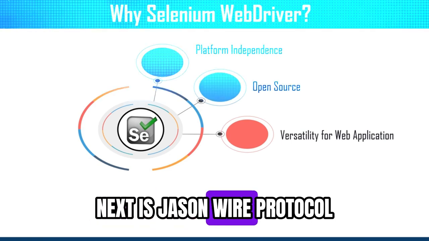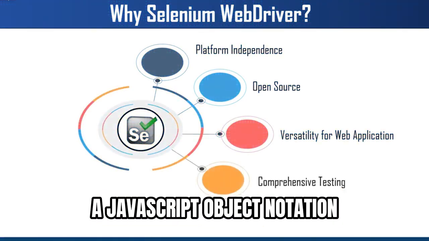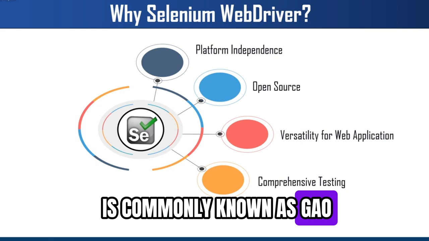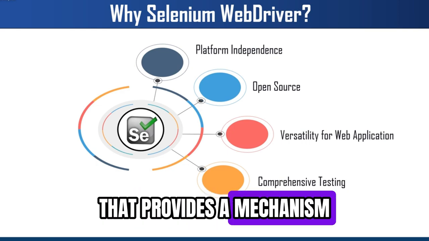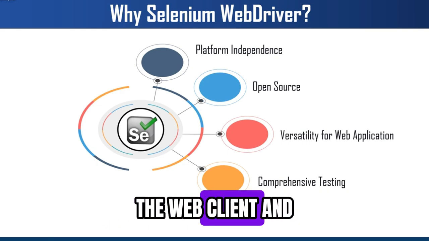Next is JSON Wire Protocol. JavaScript Object Notation is commonly known as JSON. It is an open standard that provides a mechanism for sending data between the web client and the server.